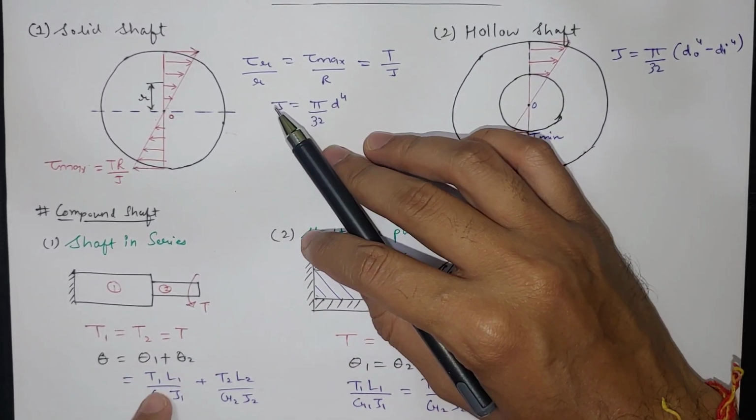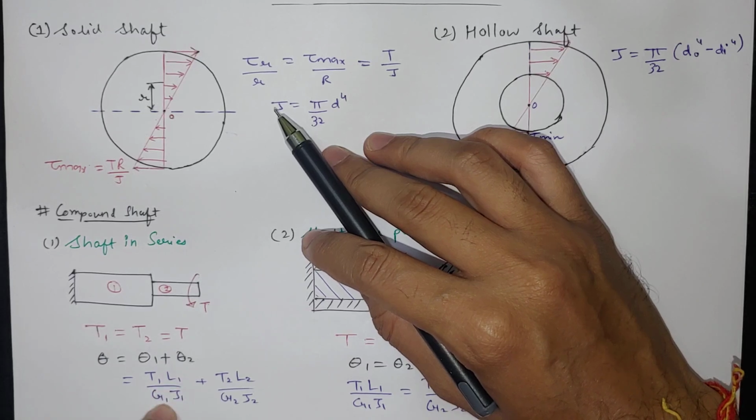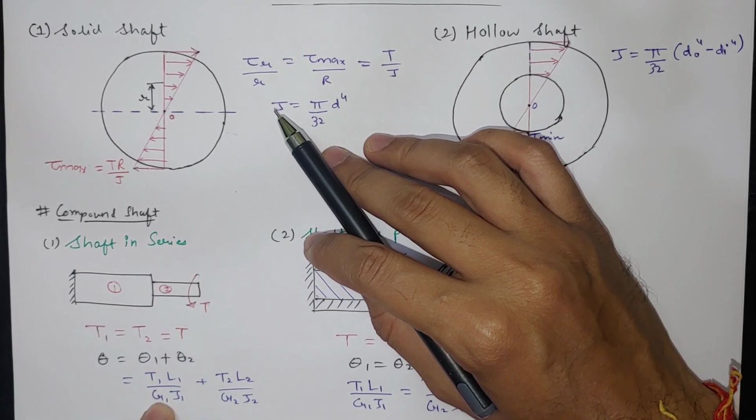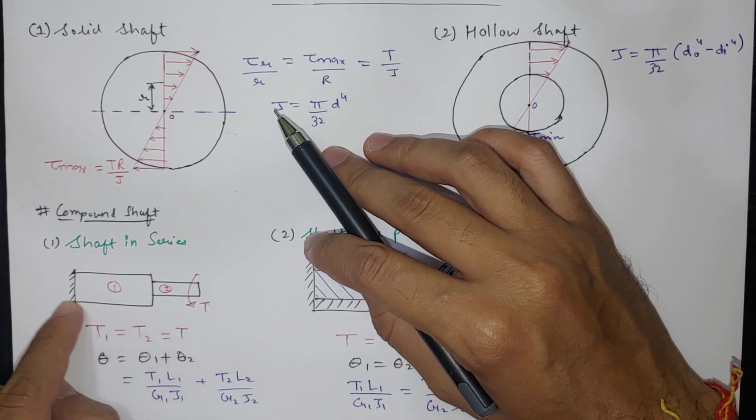And theta will be equal to T1 L1 by G1 J1 plus T2 L2 by G2 J2. So here torque is the same in both cases, length can be same or different, G1 the material can be same or different, and J is different because diameters are different.